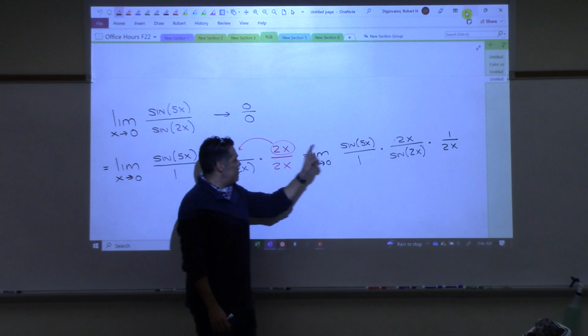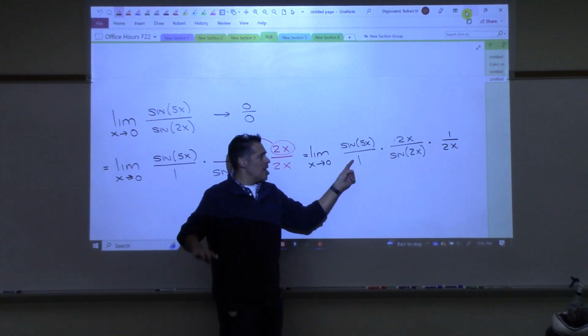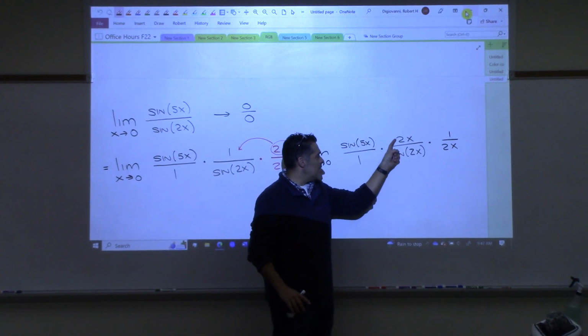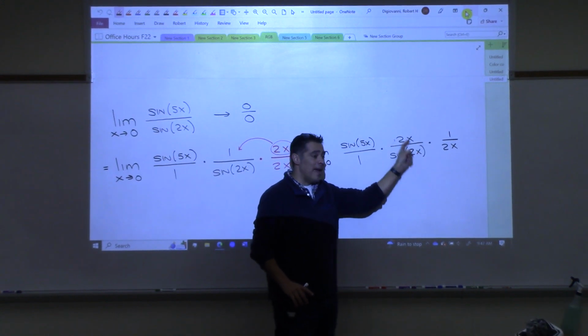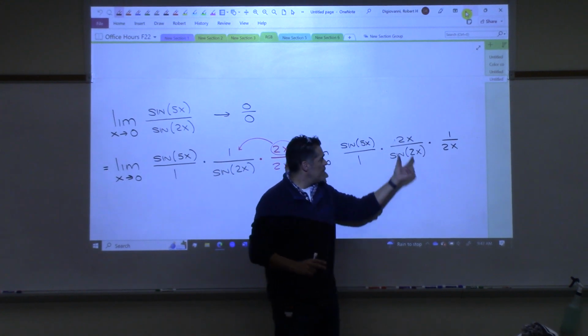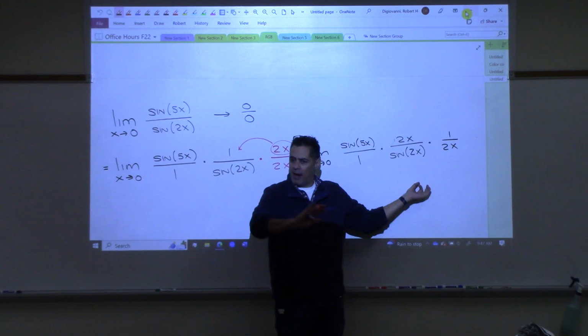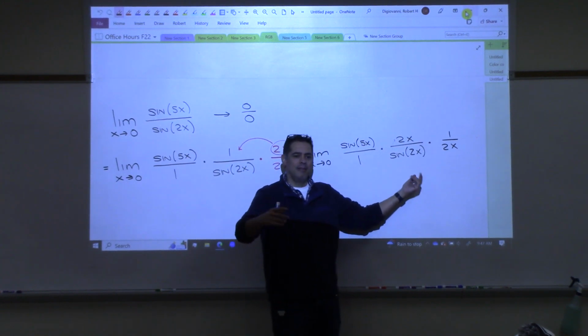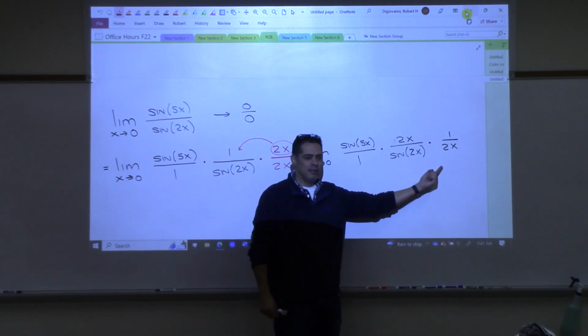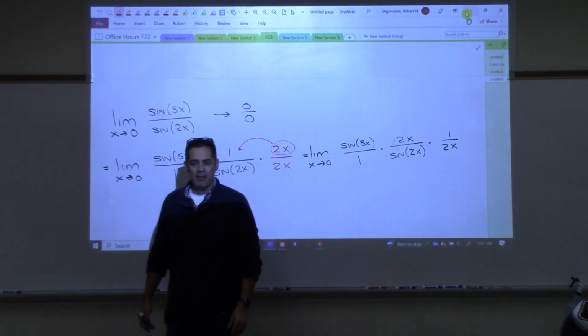So I'm looking at this. This right here goes to 0 over 1. That's not a problem, right? This is junk over sine junk. The junk matches, and the junk goes to 0, doesn't it? So this is going to go to 1. So I have 0 times 1. Everything's good so far, right? But what about that? It's 1 over 0. It's undefined, right?